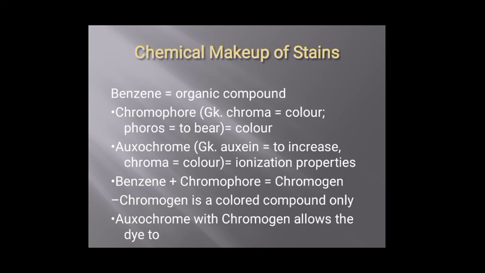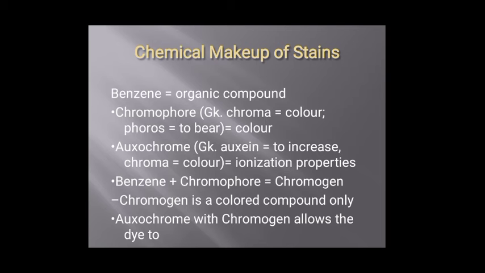Now we are discussing the chemical structure of the stains. As we discussed earlier, within the stain there is the compulsory presence of a benzene ring, which is a constant chemical structure of the stain. Then there is a chromophore group. Chromo means color and phore means to bear, so this chemical group present within the stain is responsible for providing the coloring property to the stain.